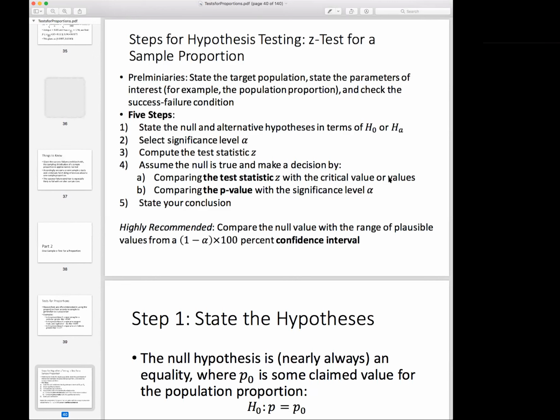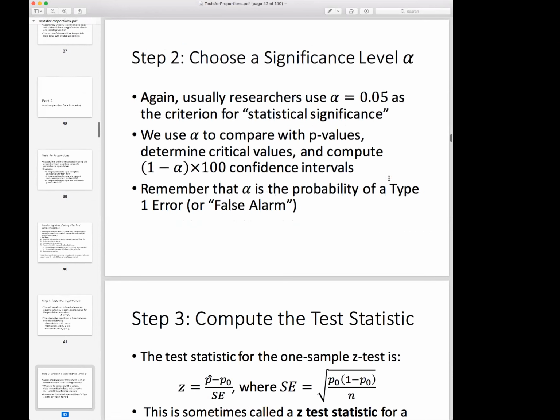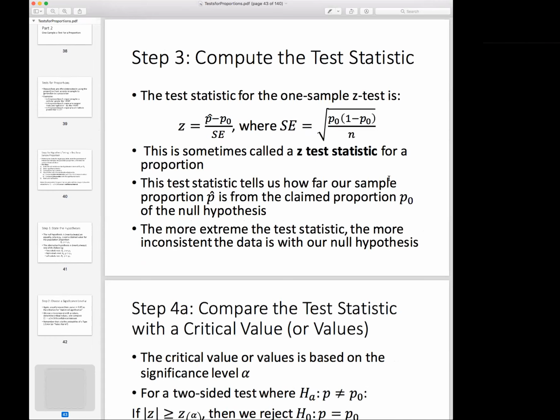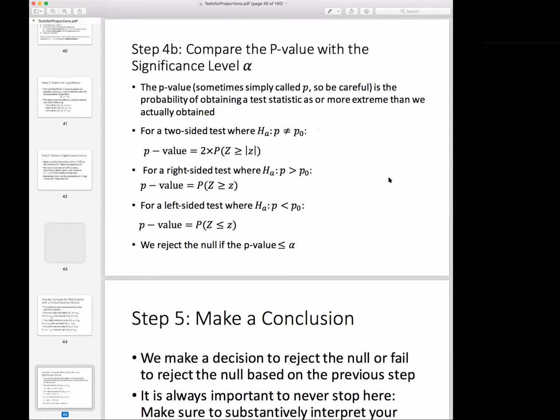So the steps are to first state the hypothesis in terms of the null hypothesis and the alternate hypothesis. Second, we'll choose a significance level, typically 0.05. Third, we'll compute our test statistic. So we find our test statistic as z is equal to p hat minus p naught divided by the standard error, which will be your z test statistic. And we'll compare it with the critical value to come up with a conclusion.